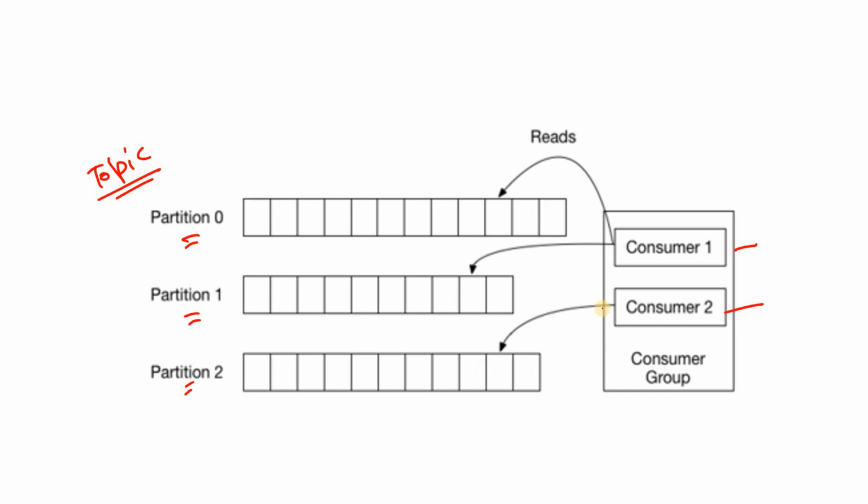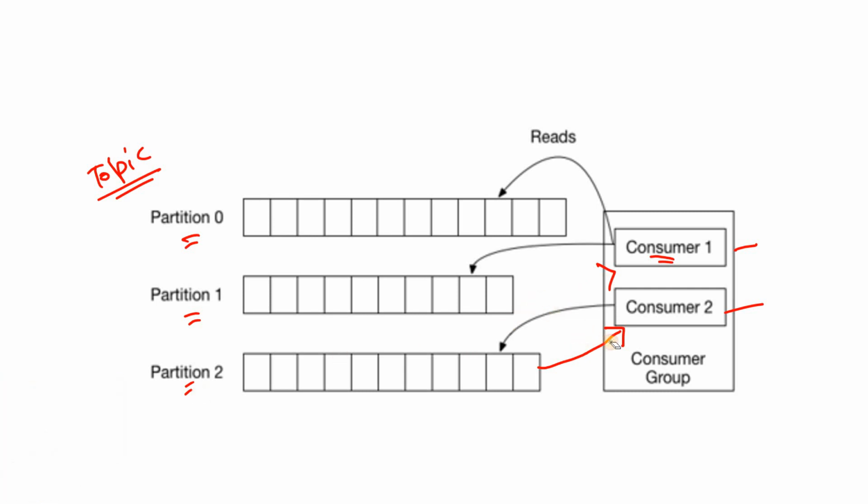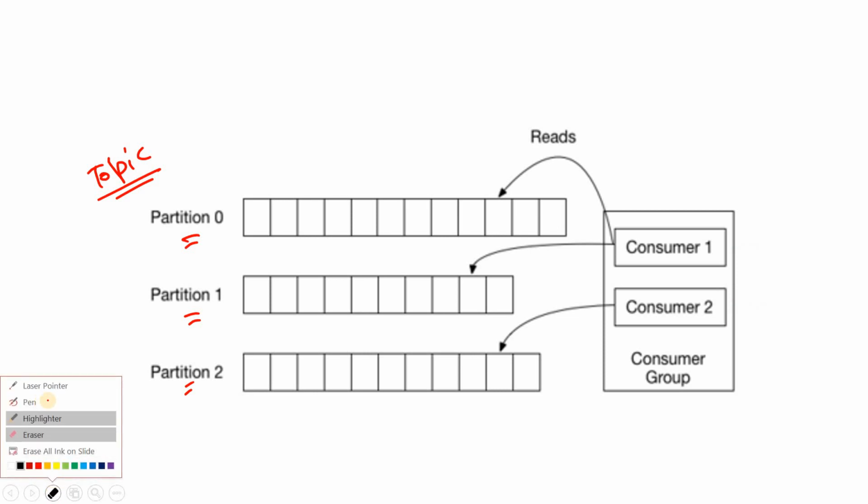Like here in this particular picture you can see consumer 1 is consuming messages from partition 0 and partition 1. Consumer 2 is consuming messages from partition 2. But it is not possible that messages from partition 2 will be consumed by consumer 2 as well as consumer 1. Right? At most, from one particular partition only one consumer can consume the messages. Already we discussed this.